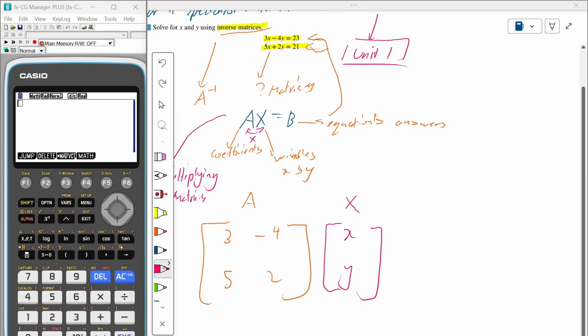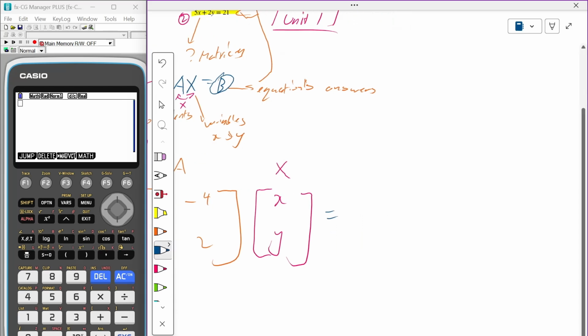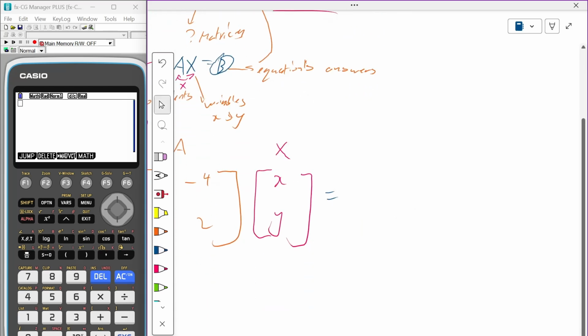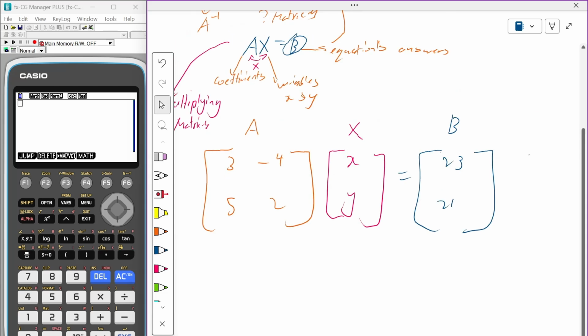Just for ease, we'll name them equation 1 and equation 2. Now we want to get B. B should just be the equations' answers, so that should be 23, 21. Great. So AX equals B, that's going to be our answer. Not our answer technically yet, but we're going to get there using these matrices.